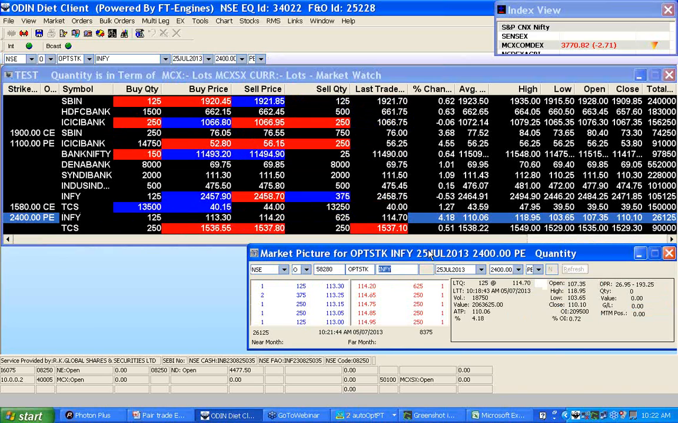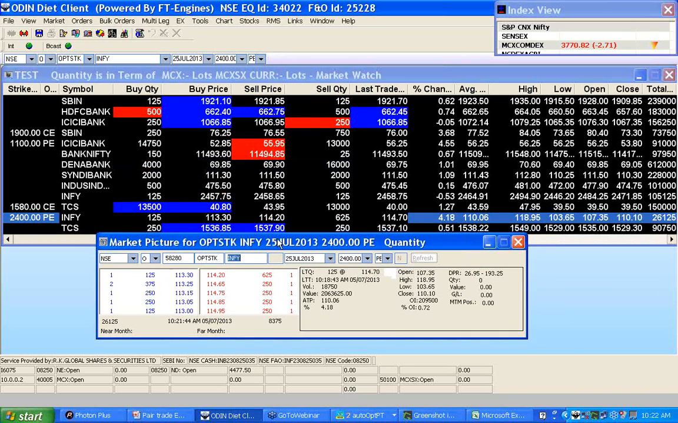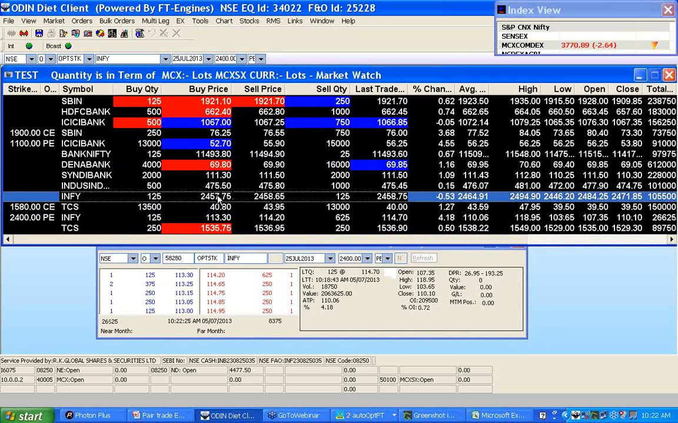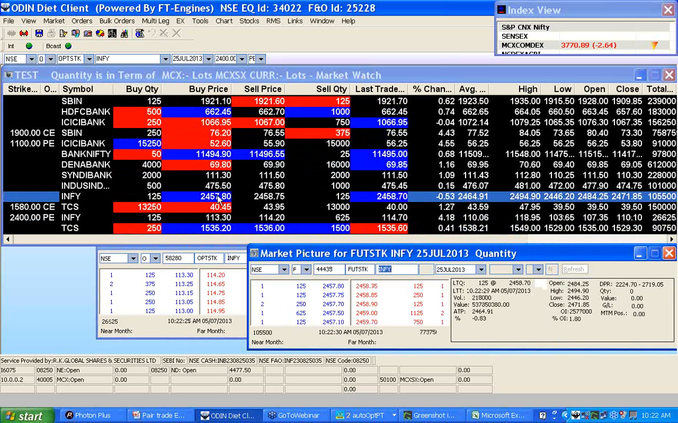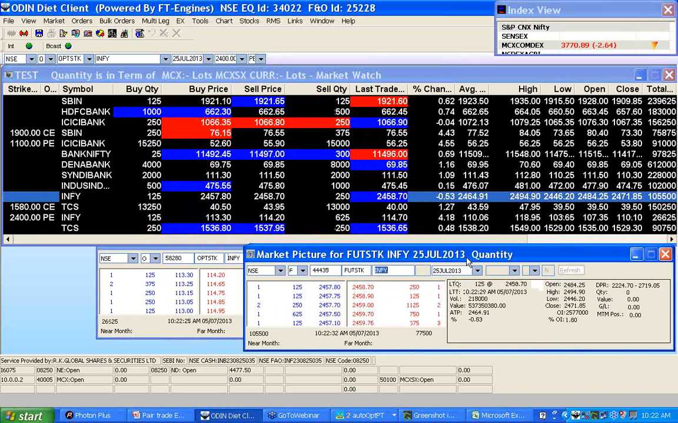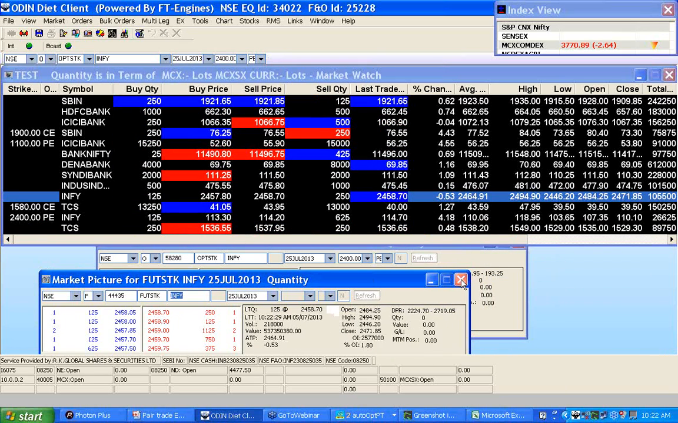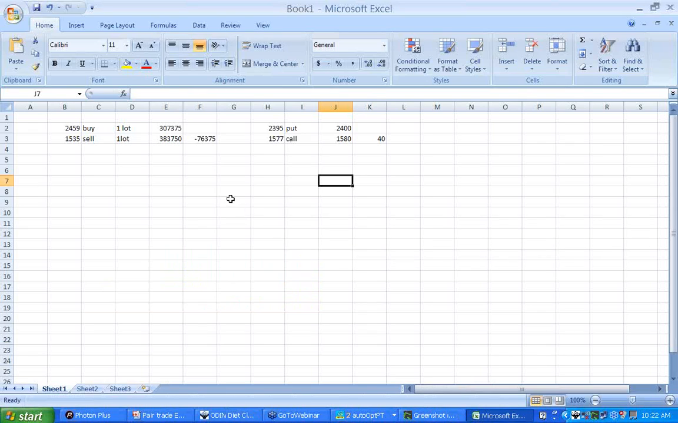So July. Extreme time values are there. Infosys is at 2457 now, and the put option is 114 rupees. If you are buying a put option at 114, and the call at 40, you are paying a huge time value to the market, and by this process, suppose you have protected.